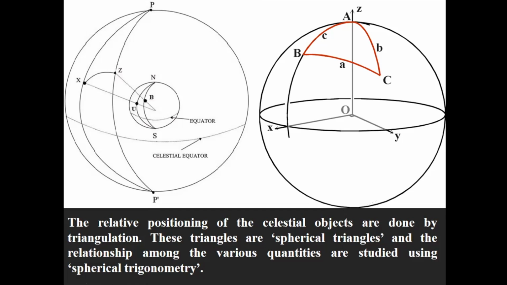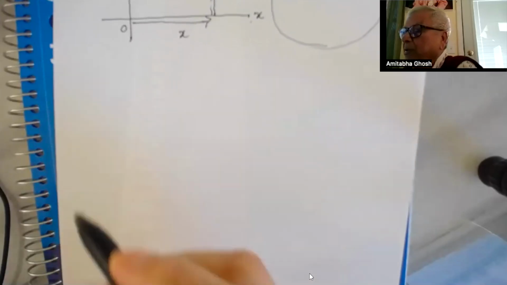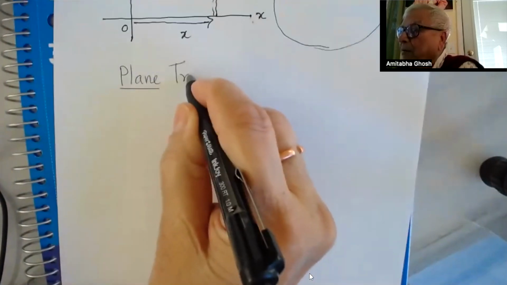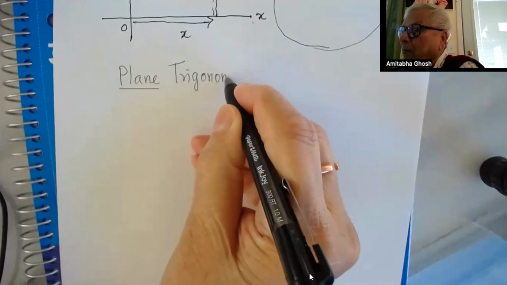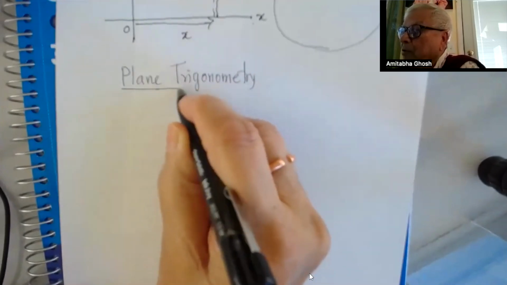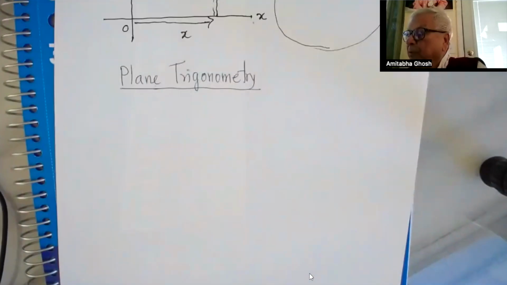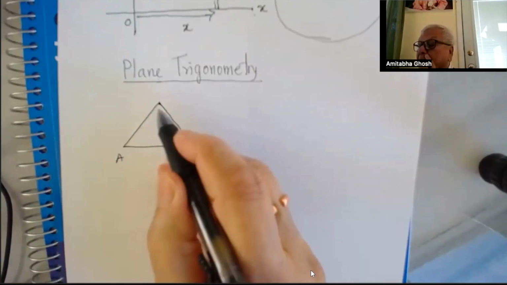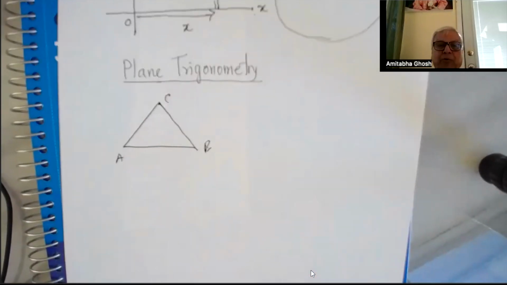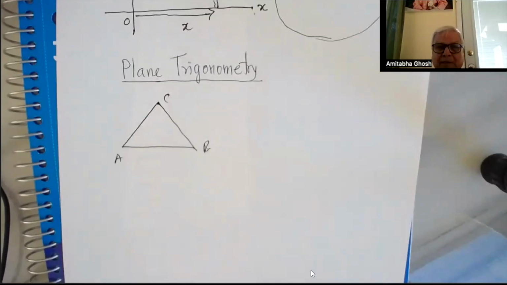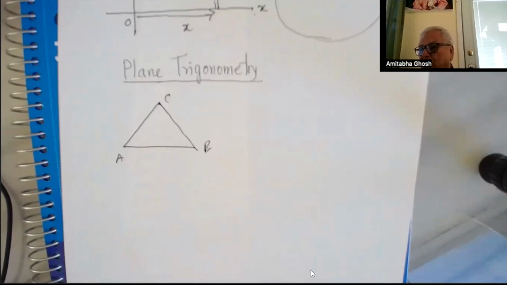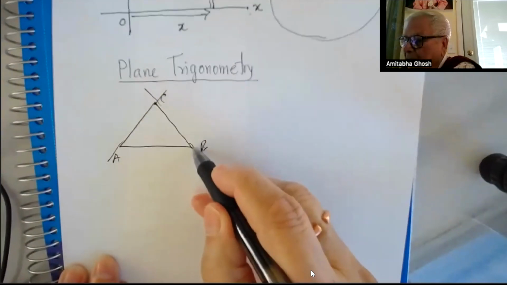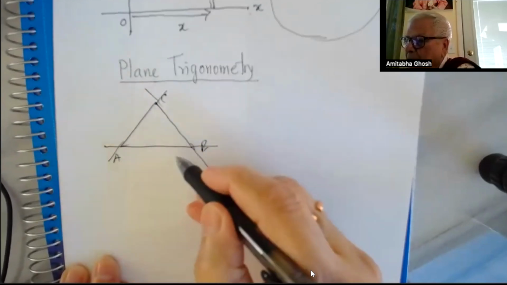In case of plane trigonometry, the whole trigonometry is nothing but properties of triangle. So what we do in plane trigonometry, we take up a triangle A, B, C. You are all familiar with a triangle. Now how is a triangle constructed? A triangle is constructed by three straight lines. This is one straight line, this is another, this is another, and they form this triangle.